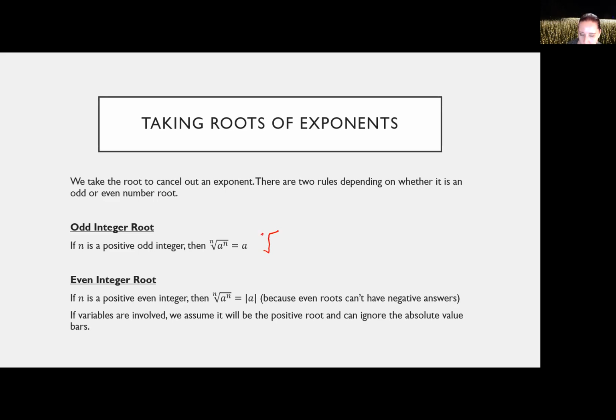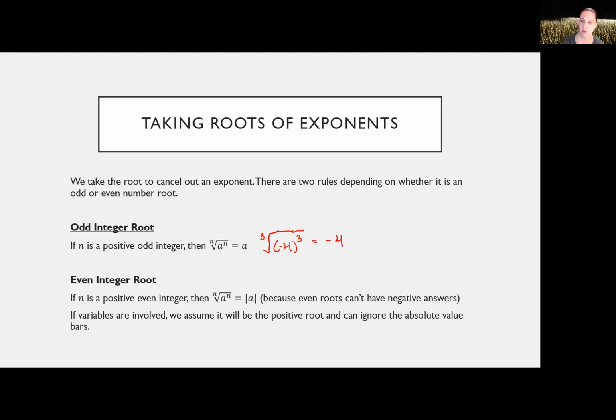the cubed root of -64. Actually, let's not write it as negative 64. Let's do negative 4 cubed. So the cubed root cancels out the exponent of 3, the cube, and that gives you an answer of negative 4.